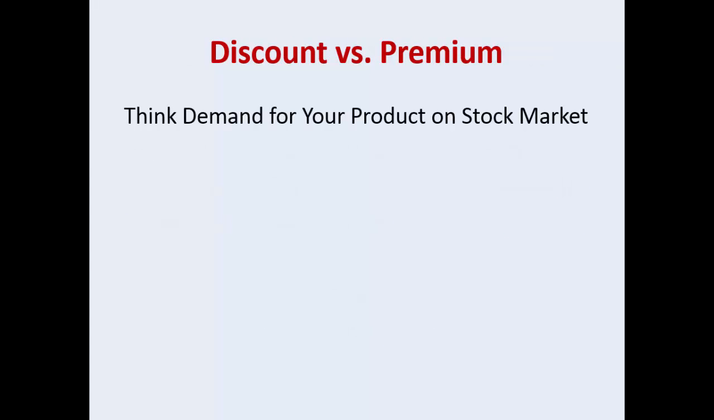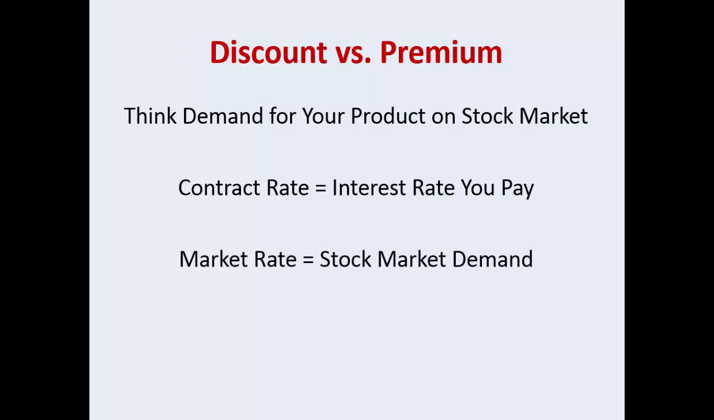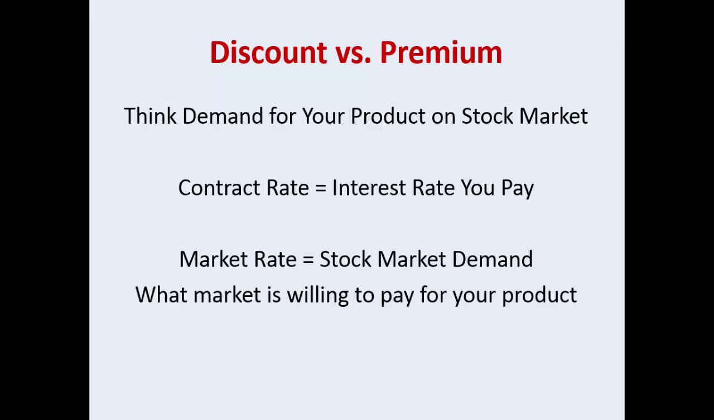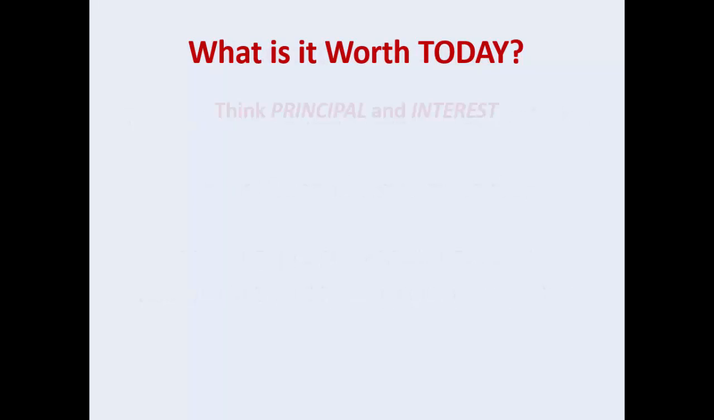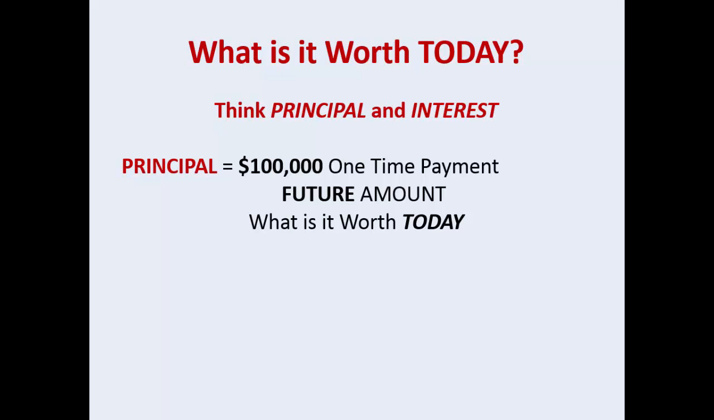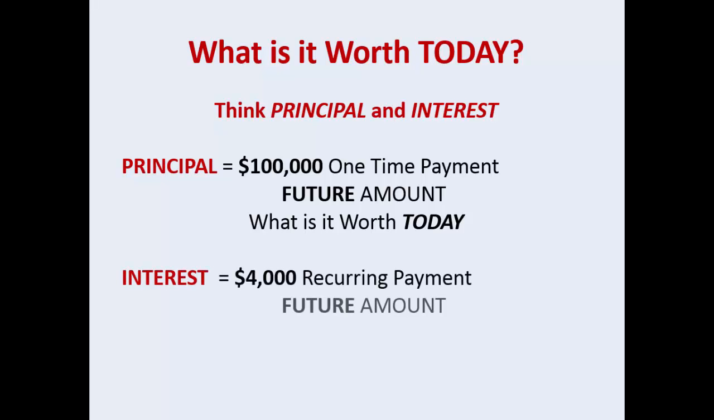Well, first think about demand for your product on the stock market. The contract rate, remember, that's the actual cash interest you pay, but the market rate, you can think of as the stock market demand. Now, there's a little more to it. But start by thinking, what is the market willing to pay for your product? Well, what's it worth today? So principal is a one-time payment, and interest is that recurring payment. What are those worth today? That's how the price is calculated.